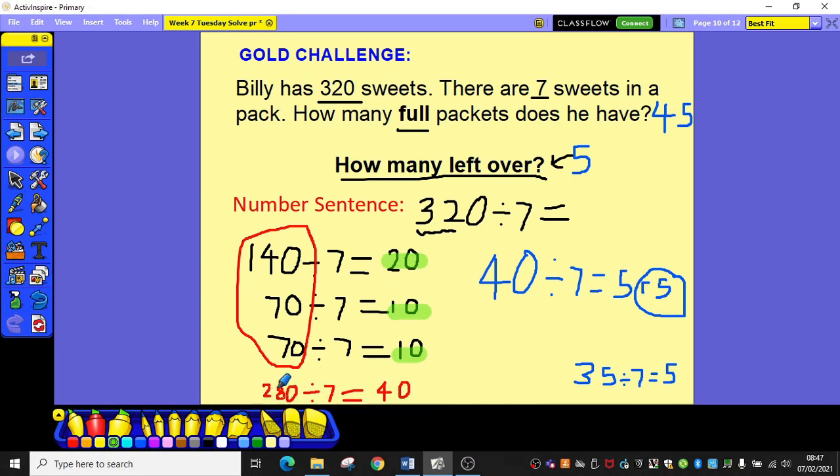Then to go from 280 to 320 is 40 more. Okay, I haven't written 40 here because my answer 40 is here. I've written it because I've still got 40 more sweets. I've already divided 280, but I've got 40 left to still divide by 7. When I divide that 40 by 7, then I've got 5 groups. Okay, so that gives me 45 full packets. However, I have got 5 sweets left over. So my answer is 45 full packets with 5 left over.